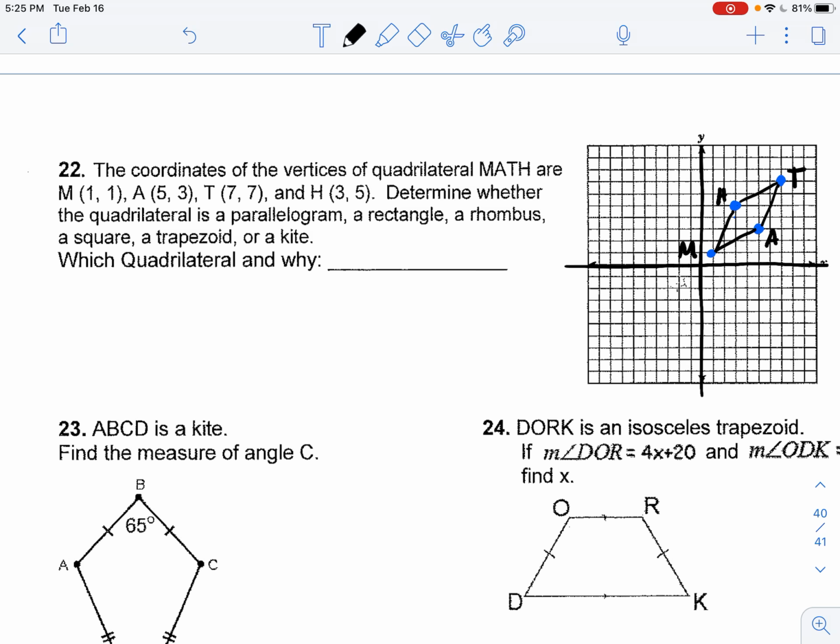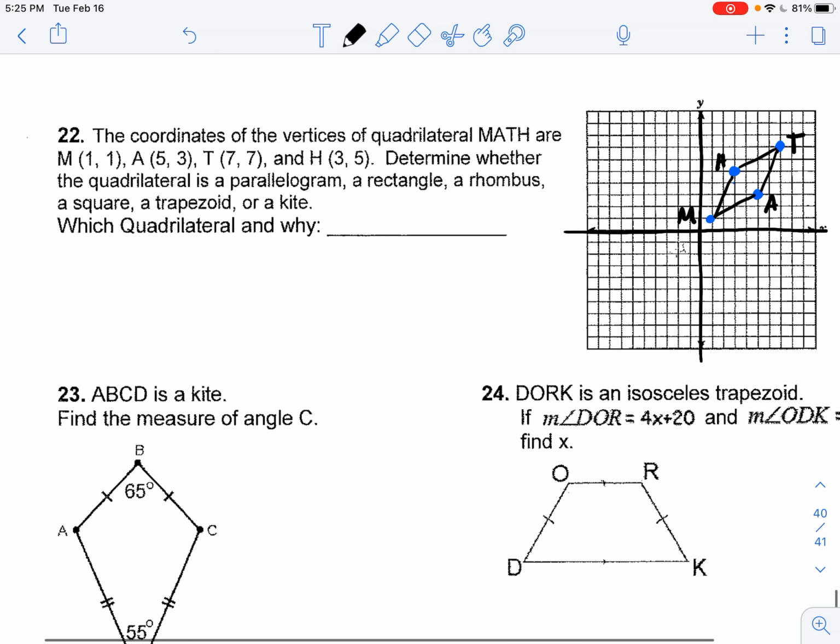Okay, so what we have to do is, well, we need to find the lengths of the sides, because if they're congruent, it could be a rhombus or a square. I'm thinking it's not a square just because it doesn't look like one, and the angles don't look like right angles, so it couldn't be a rectangle. But in order to determine that, we need to do some math. So let's go ahead and find the distance of each. Let's find the lengths of each of these sides. So this problem is going to take a little bit.